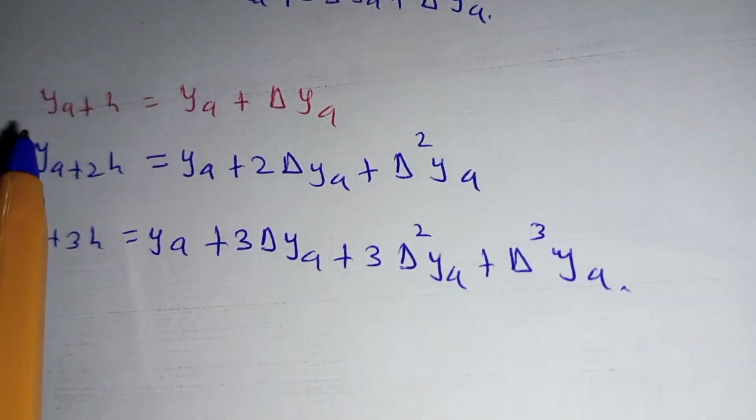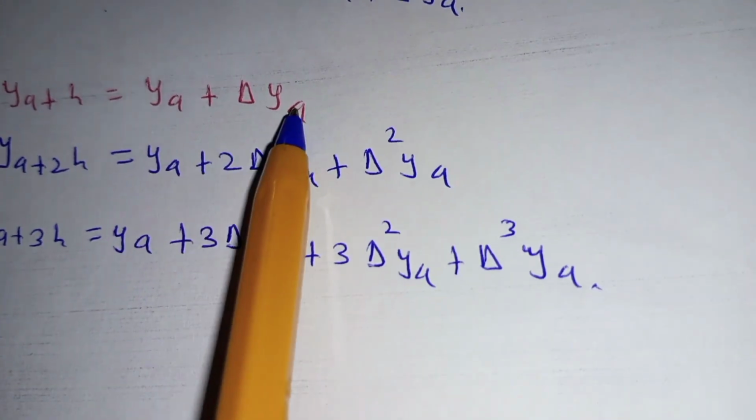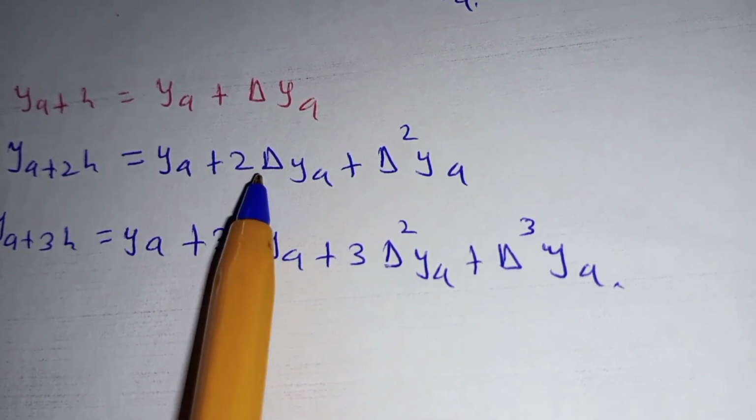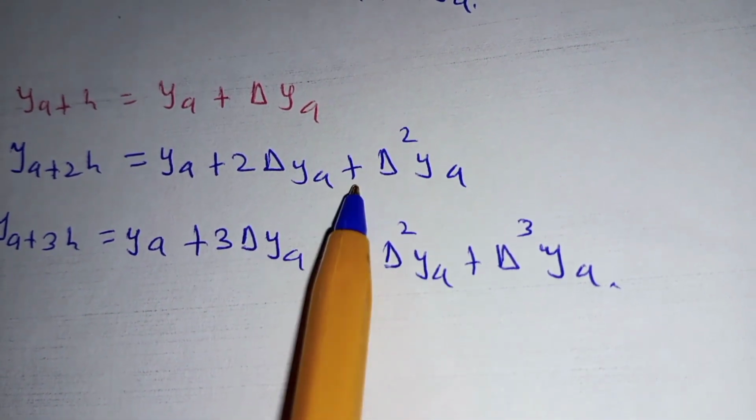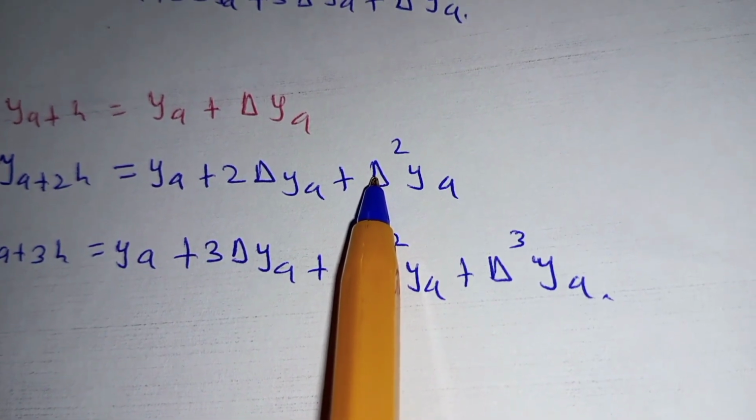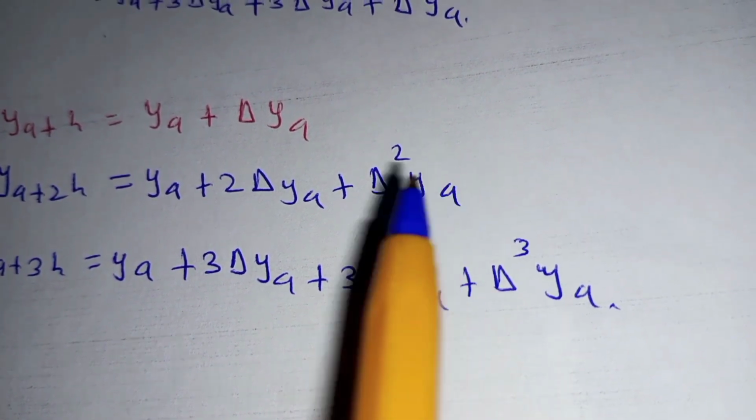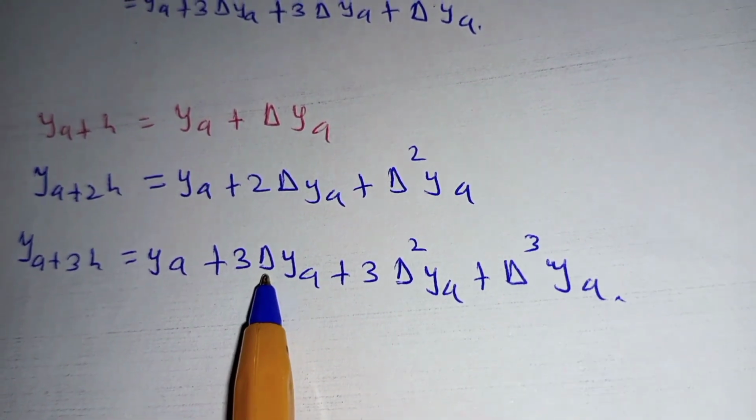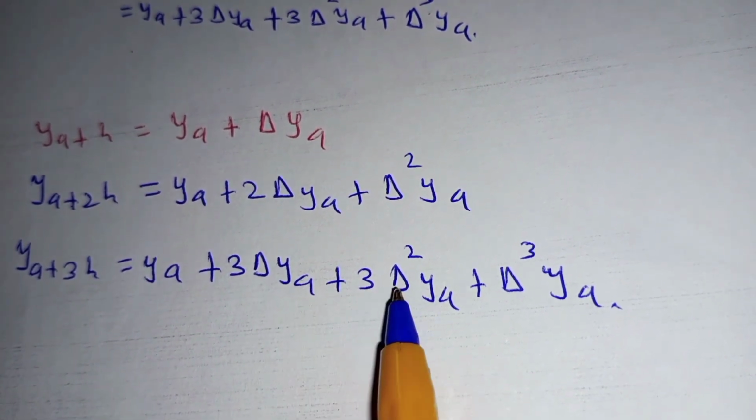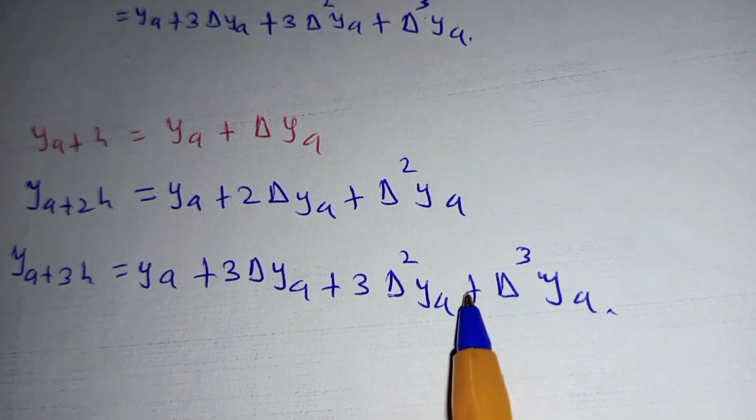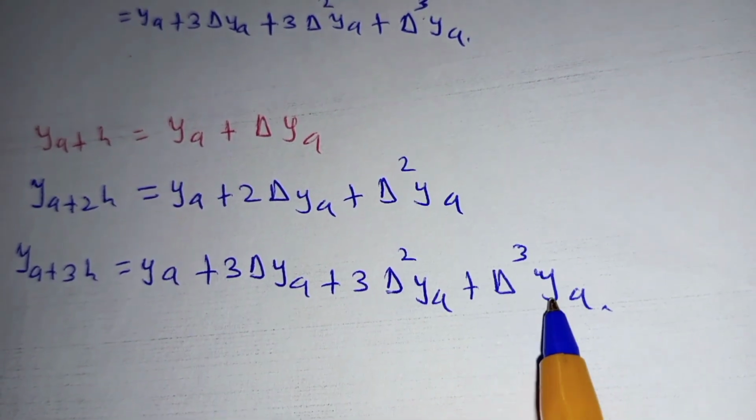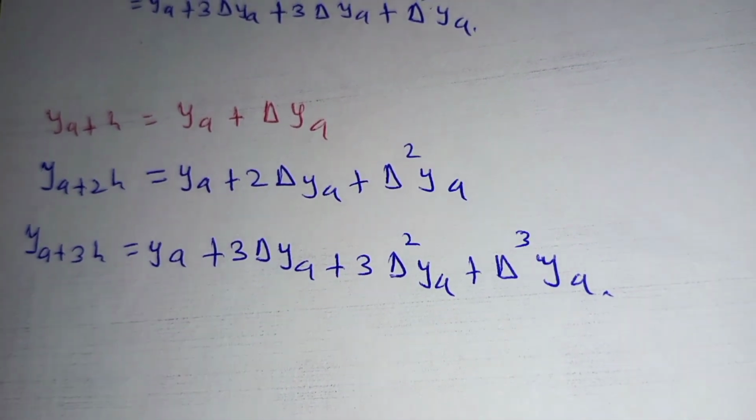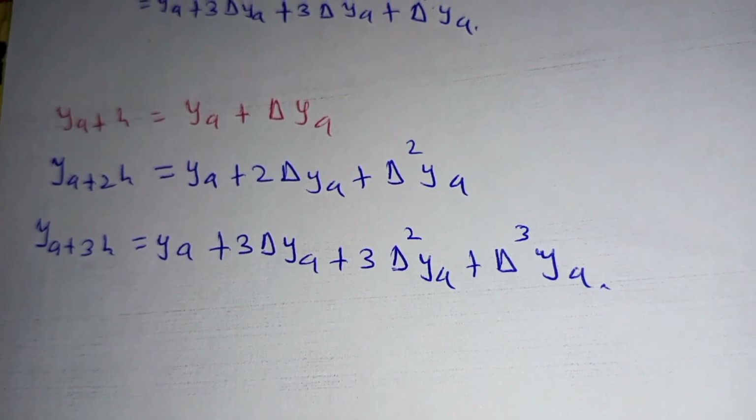So from the above, we have obtained that y of a plus 2h is equal to y of a plus 2 times the first difference of y of a plus the second difference operator of y of a. This other one, y of a plus 3h, is equal to y of a plus 3 times the first difference operator of y of a, plus 3 times the second difference operator, plus the third difference operator of y of a. So from these 3, we can generalize the advancing difference formula as follows.